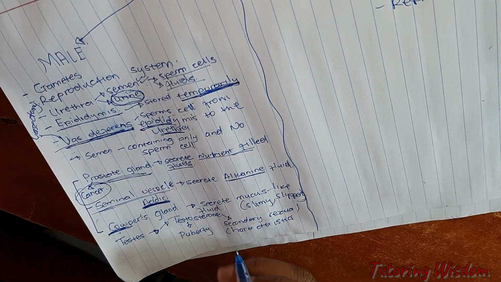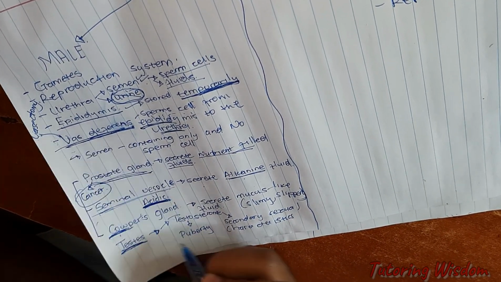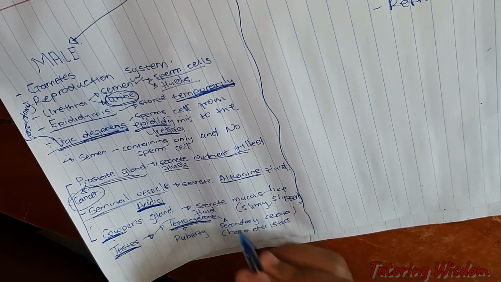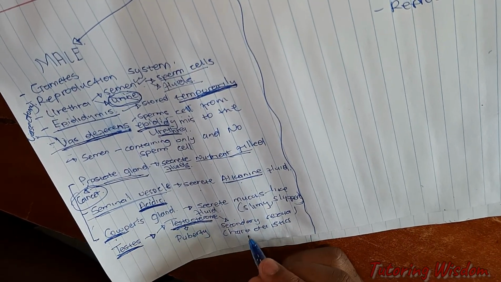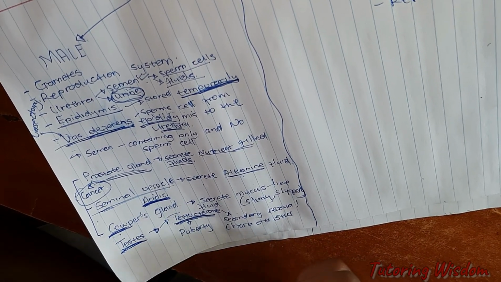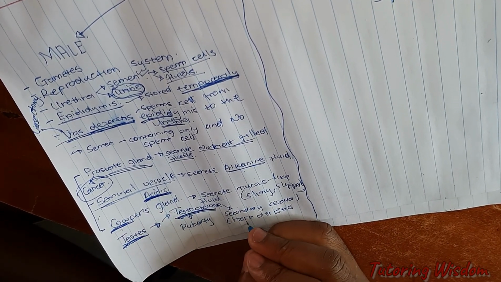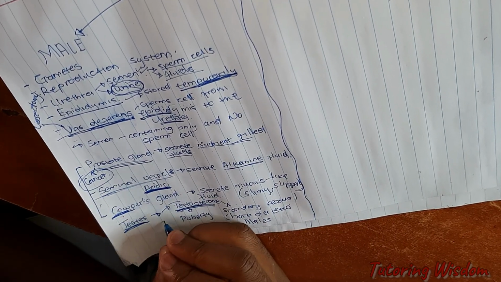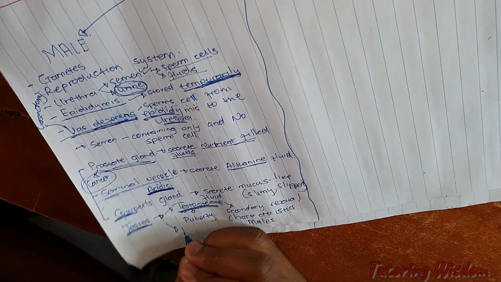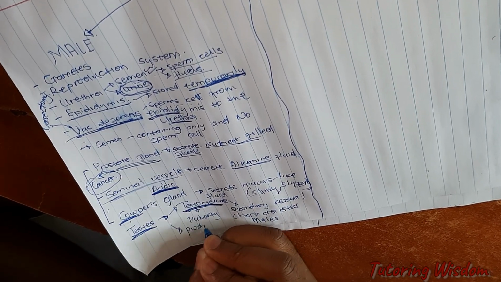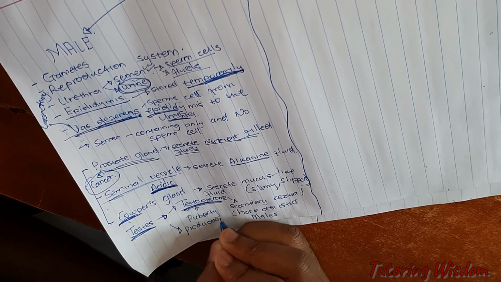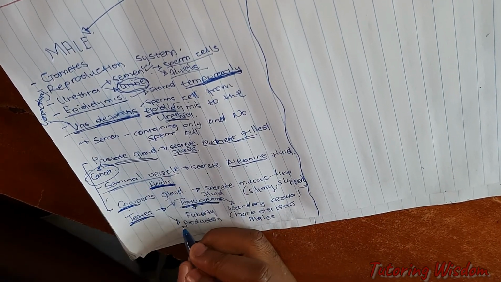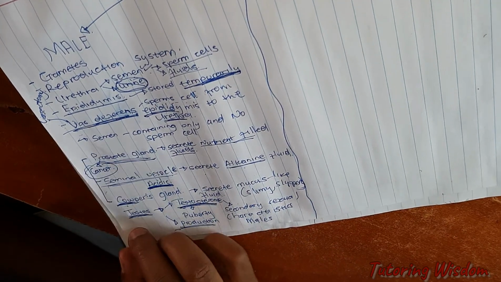So that's the function of the testes. It secretes the testosterone hormone, which stimulates the formation or development of secondary sexual characteristics in males. So in the testes, we also find the production of sperm cells. Remember, they only mature in the epididymis, but they are actually produced in the testes.